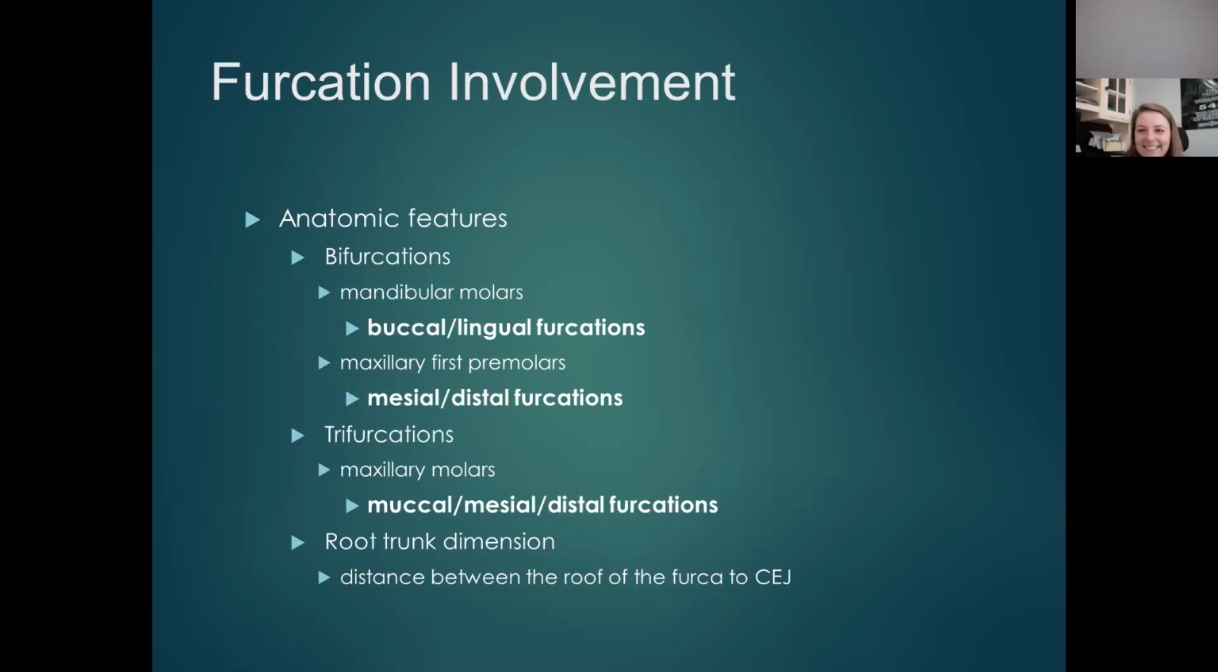For the maxillary molars, you want to look for trifurcations. You're looking at the buccal, where you've got your buccal furcation, but then you're looking for your mesial and distal furcations as well. Those are your trifurcation areas, and that is normally felt from the lingual aspect, because again, those embrasure spaces are broader on the lingual.